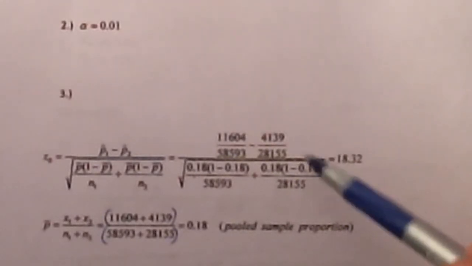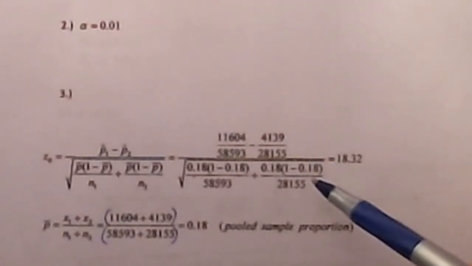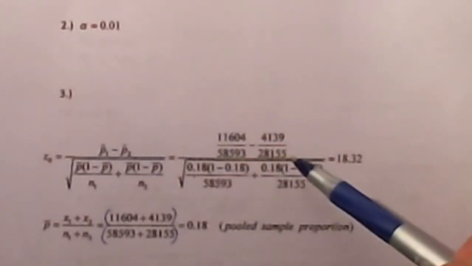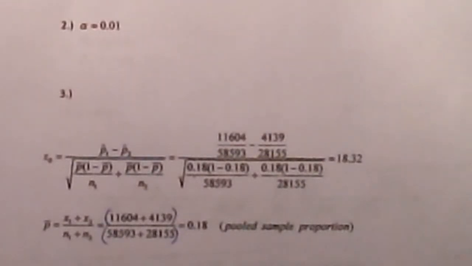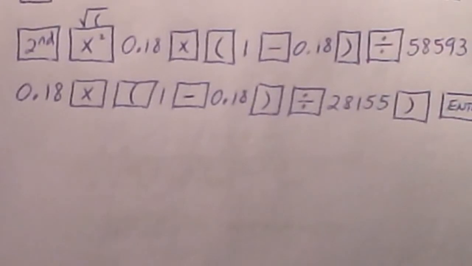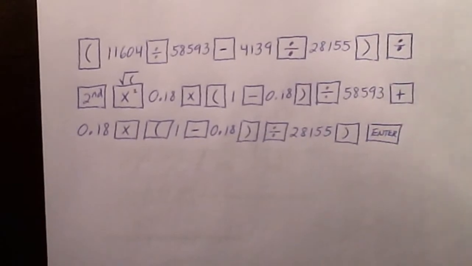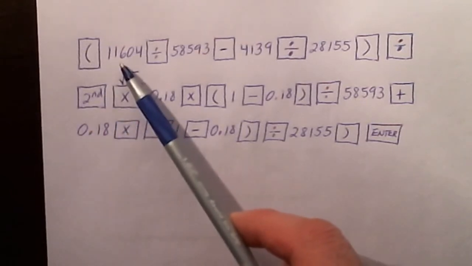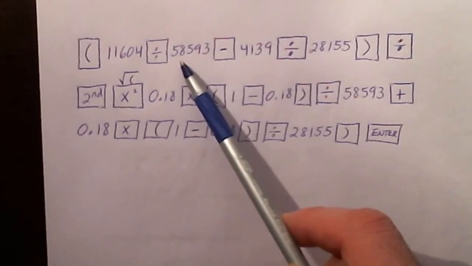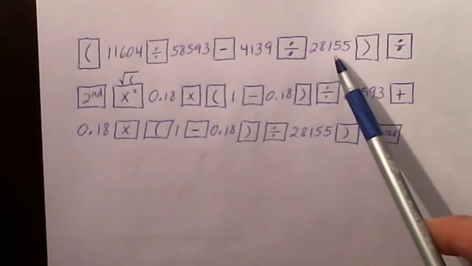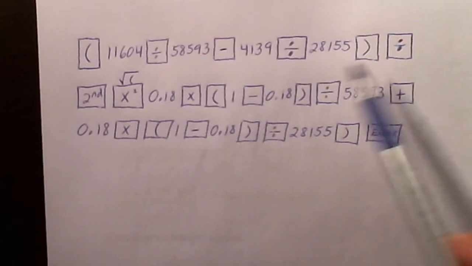Now, this is a very complicated calculation, and if you do not input this correctly in your calculator, you're going to get what's called a logical error. And so the way to put this into your TI-84 calculator is to type it in this way. Let me zoom out a little bit here. So this, ladies and gentlemen, illustrates how to type that calculation into your calculator accurately. You have an open parenthesis, 11,604 divided by 58,593, subtract 4139 divided by 28,155, closed parenthesis, divided by, now the denominator.